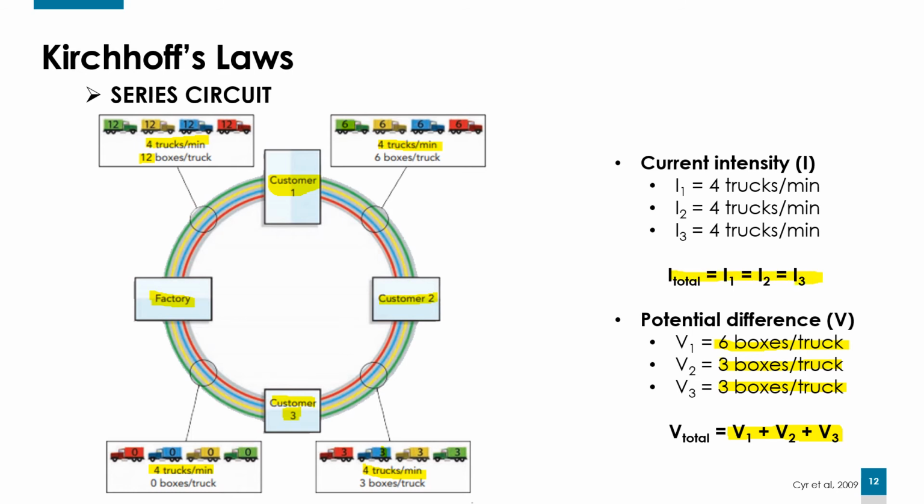They are not equal, but now they are the sum, because it's how much they delivered. It's the potential difference. Remember, the potential difference is how much I had before and how much I have after. This is the difference. So the potential difference is the sum, and the current intensity is the same everywhere.